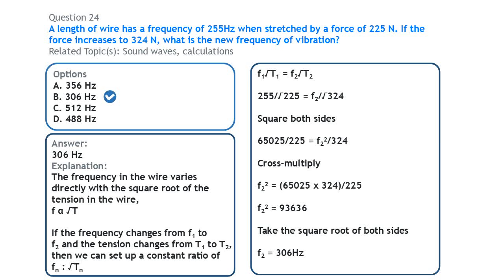To get the value of f2 and remove the square here, we are going to take the square root of both sides. So if we take the square root of this, we get f2, the new frequency, to be equal to the square root of this, which is 306 hertz. Okay, approximately. So you have 306 hertz.